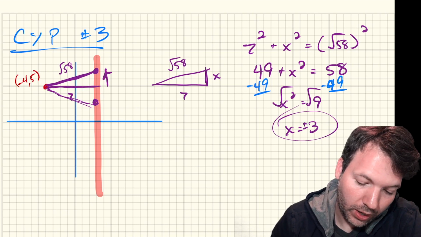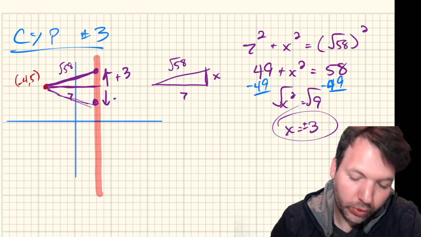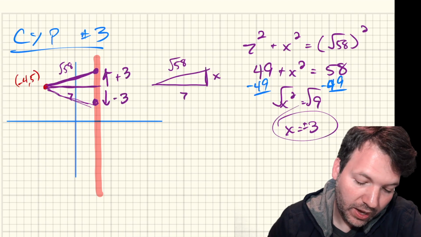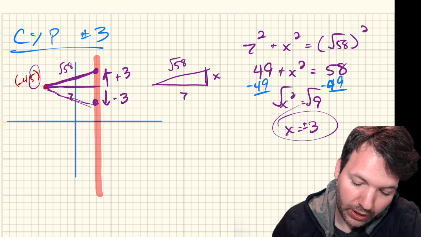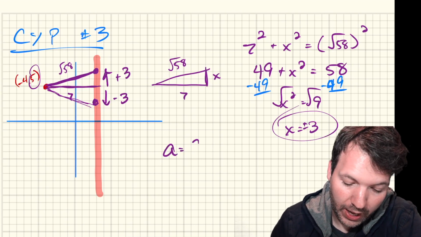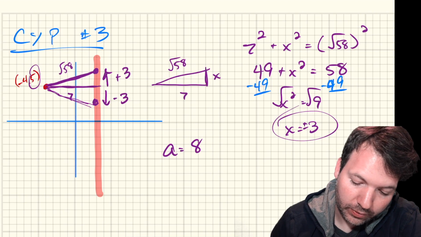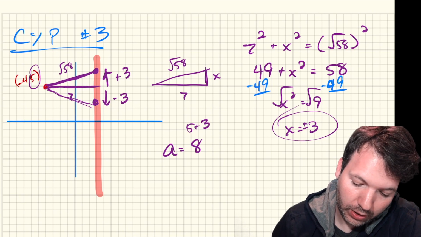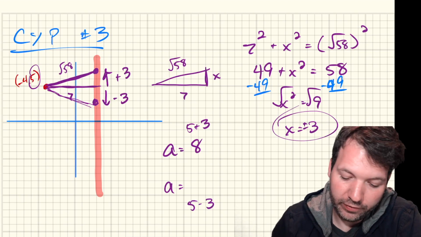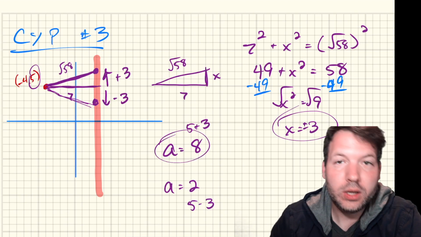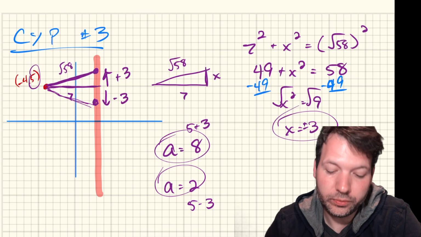Either we're going to go up 3 from here, or we're going to go down 3. If we go up 3 from a y-coordinate of 5, we end up at 8. So a could be 8. And again, that comes from 5 plus 3. If we go down 3 from a y-coordinate of 5, we'd be at 2. So a is 8 or a is 2.